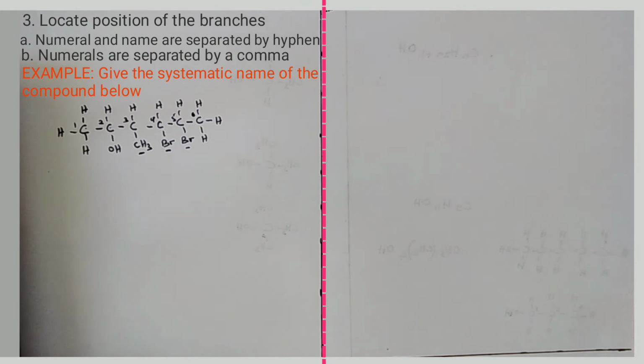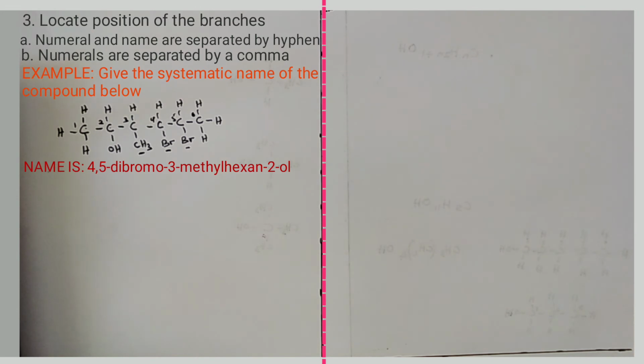Now the bromine atoms are 2 of them, similar, so they'll be named as 4,5-dibromo. So the name of this compound will be, because you're told to now name them alphabetically, so I start with bromo. So I say 4,5-dibromo-3-methylhexan-2-ol.